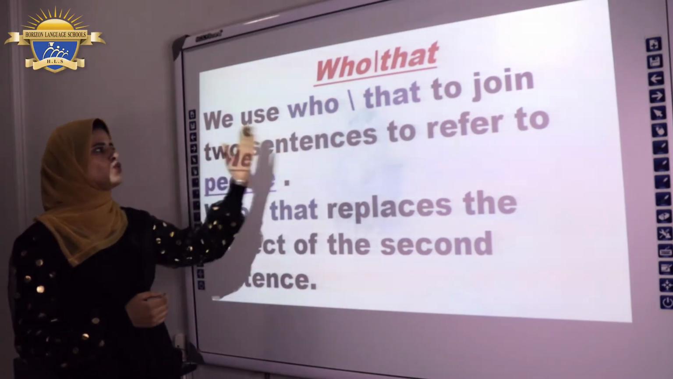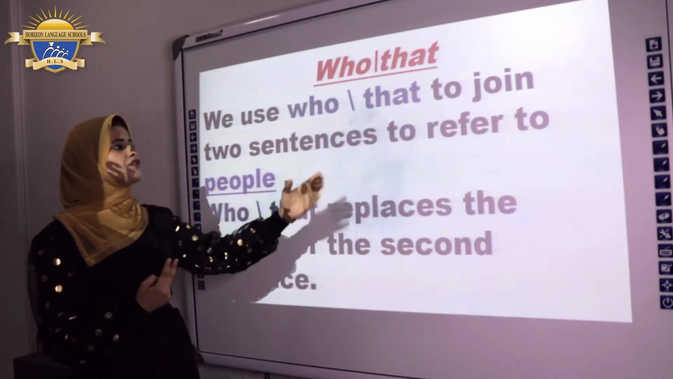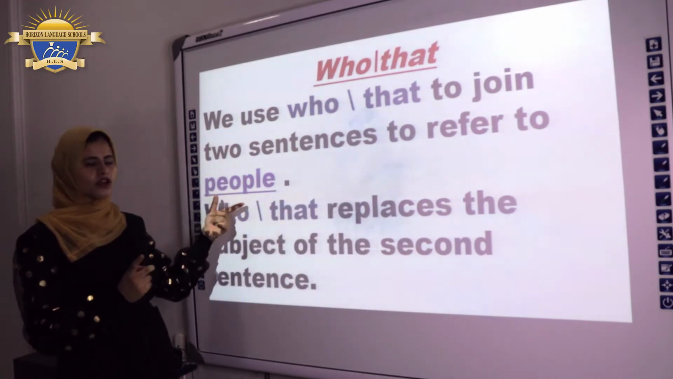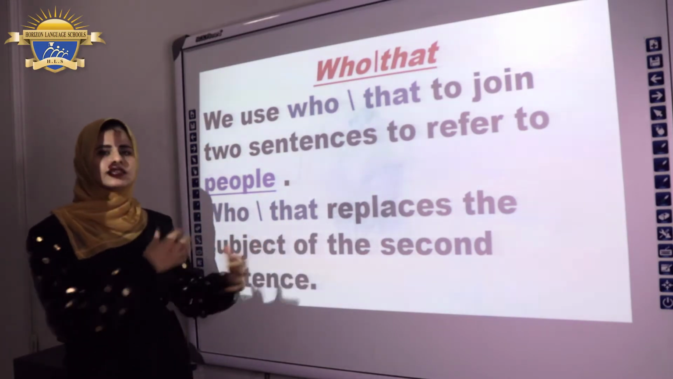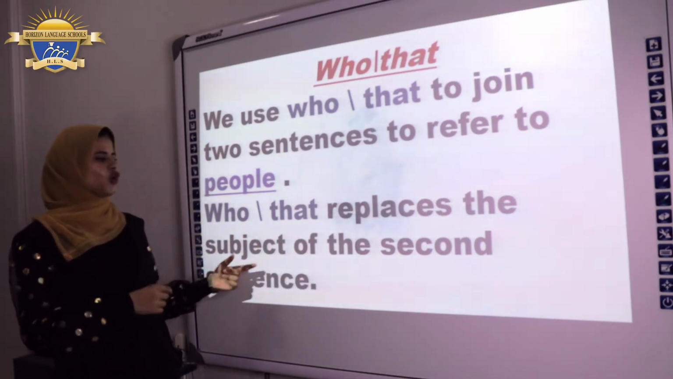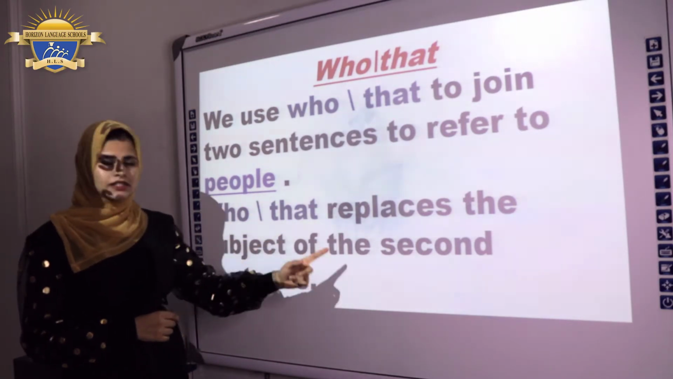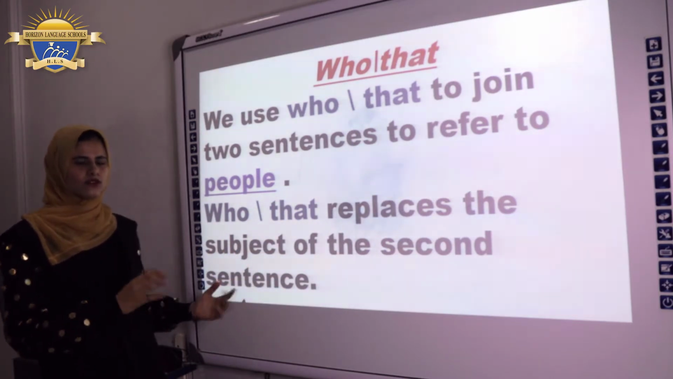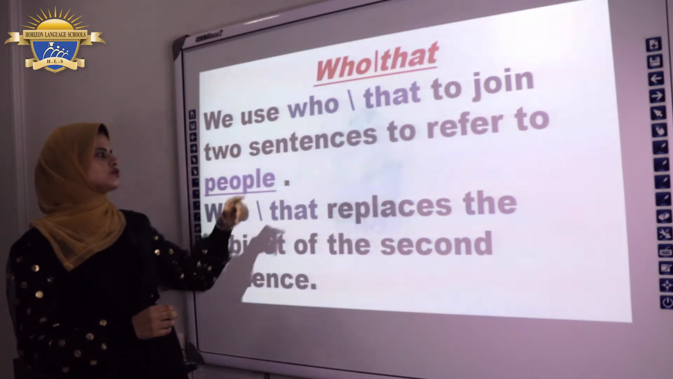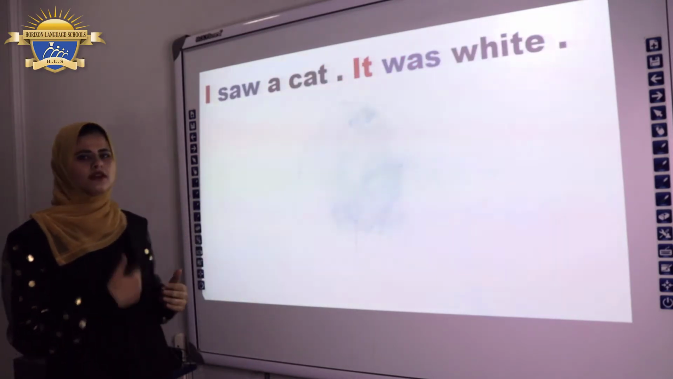We use who or that to join two sentences to refer to people. Who or that replaces the subject of the second sentence. So who refers to what? It refers to people. Okay, let's go to another point.